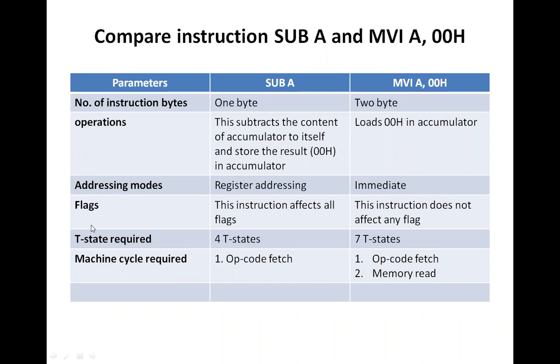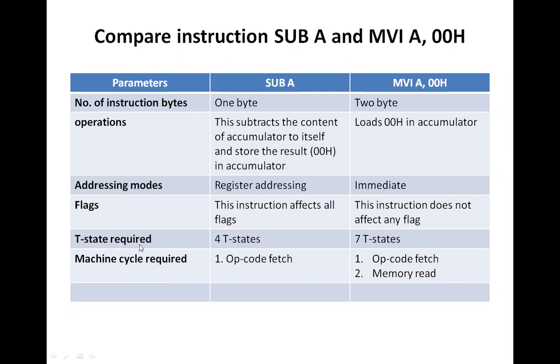Now, the flag conditions. What will happen in the register addressing mode, that means SUB A? Since it is an arithmetic instruction, and as you know that while executing any arithmetic or logical instruction, all flags are going to be affected. That is why this instruction affects all the flags: sign flag, zero flag, parity flag, as well as the carry flag. And MVI A, 00, since it is a data transfer instruction, is not going to affect any of the flags. That is the main difference between SUB A and MVI A. The resultant of both instructions, 00, will be placed in the accumulator. But due to SUB A, flags are affected, while MVI A, 00 is not going to affect any flag.